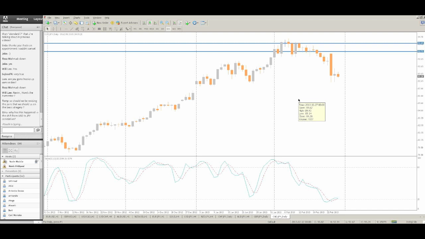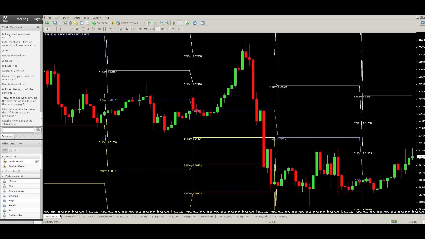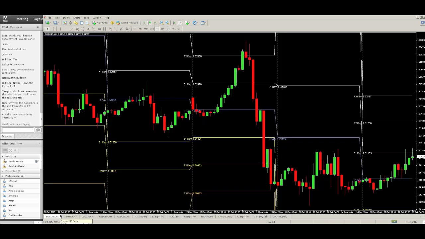Should we be revising the pairs that we should use for the basic strategy? The best pairs, if you're using correlation, use it on Japanese yen pairs. If you're trading single trades, then go on to the regular pairs.